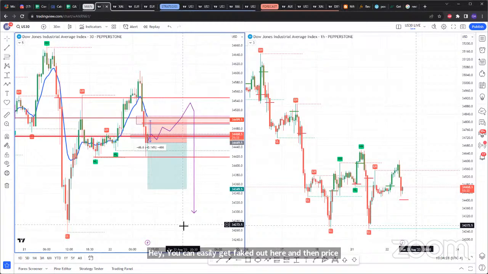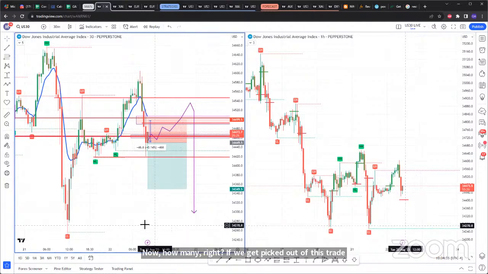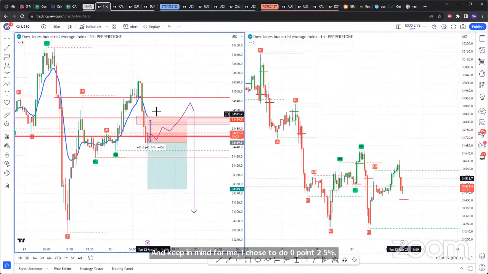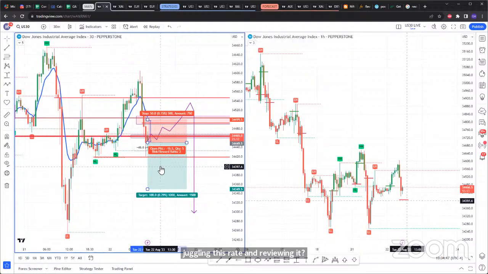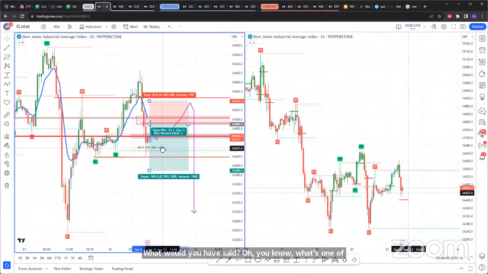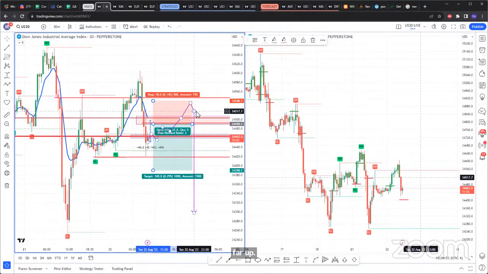Now, if we get faked out of this trade, and keep in mind, I chose to do 0.25%. If price comes up and literally stops us out and then drops back down, if you're journaling this trade and reviewing it, what would you have said? What's one of the solutions? You could have said, okay, I could have just waited for a retest because this drop was so far down. Keep in mind, this is sometimes what I call a Judas swing.